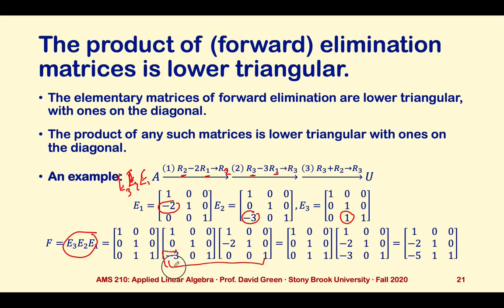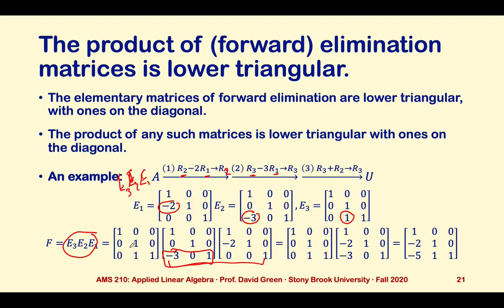The third row does something more. We actually have to compute this. Negative 3 plus 0 plus 0, negative 3 in this position, 0 plus 0 plus 0, and 0 plus 0 plus 1. So we get this last row, 3, 0, 1.